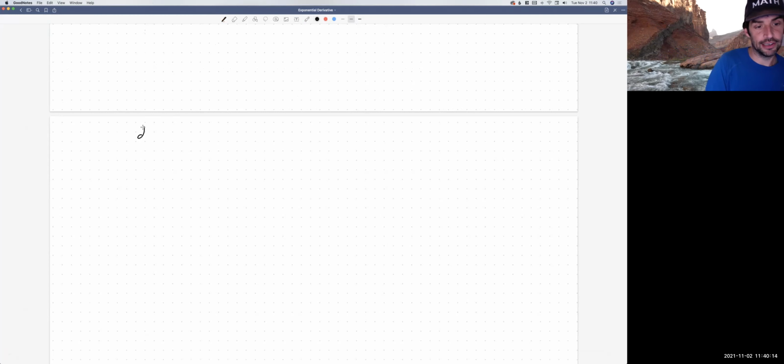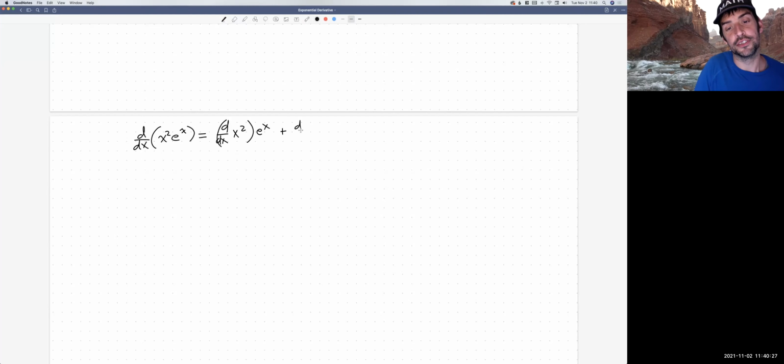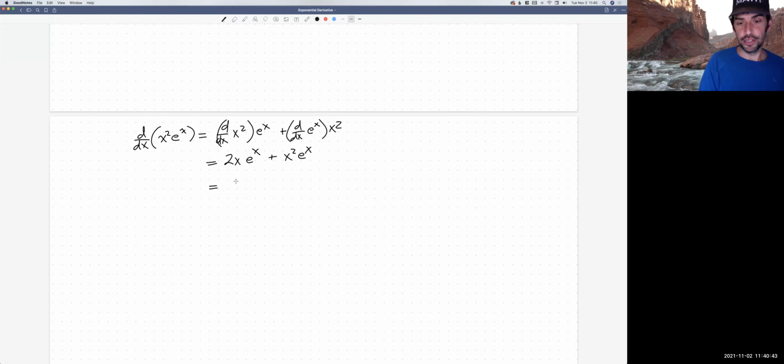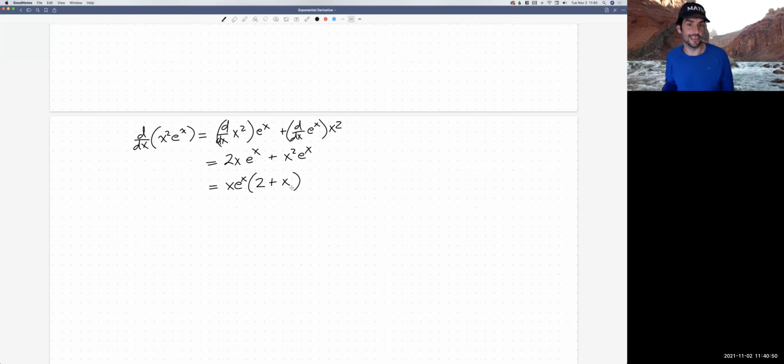So if we have something like the derivative of x squared e to the x, we do our product rule. We'll get the derivative of x squared times e to the x, plus the derivative of e to the x times x squared. So we get 2x e to the x plus x squared e to the x. All right, and maybe we can write this a little nicer. This is going to be x e to the x times 2 plus x. Maybe that's nicer, I don't know.